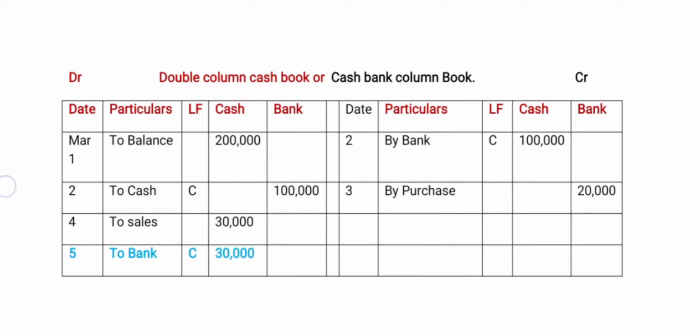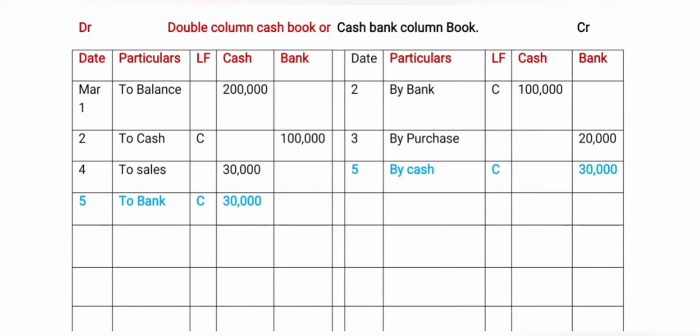Now we are going to the credit side. Now we are coming to the fifth transaction, that is amount withdrawn from bank, 30,000. Here bank is the giver, that's why we come to the credit side of the bank column. Here 30,000 is deducted from the bank, whereas at the same time that amount is coming into the business, that's why we come to the cash book debit side. Fifth date, to bank, 30,000 in the cash column. Now we are going to another transaction.